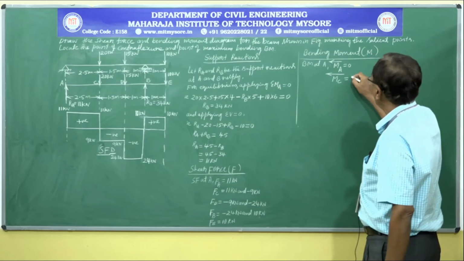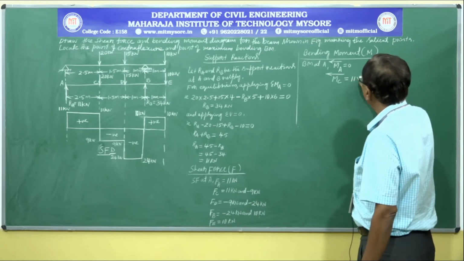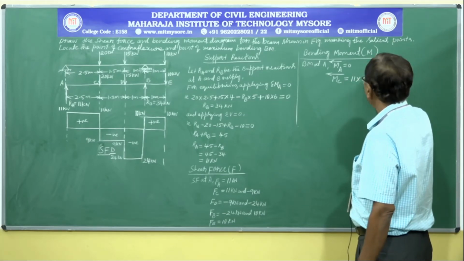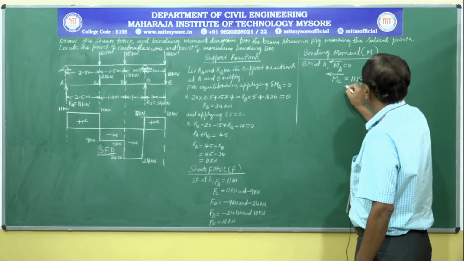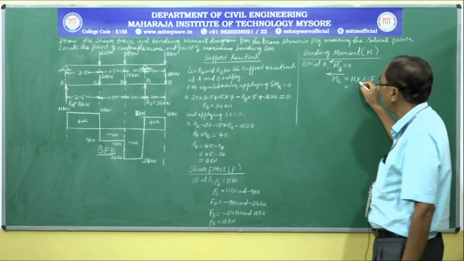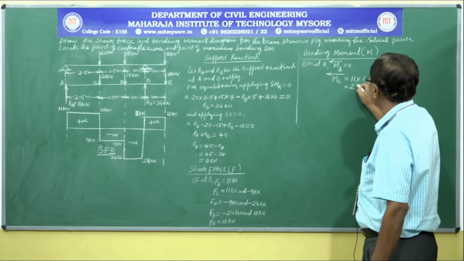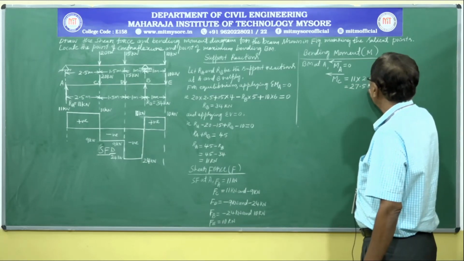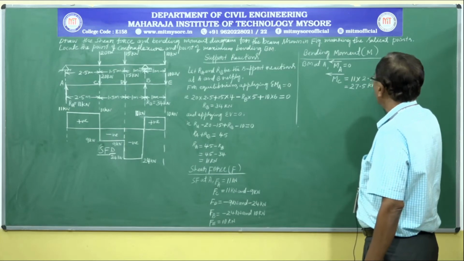MC is equal to 11 into 2.5. So this works out to be 27.5 kilonewton meter.